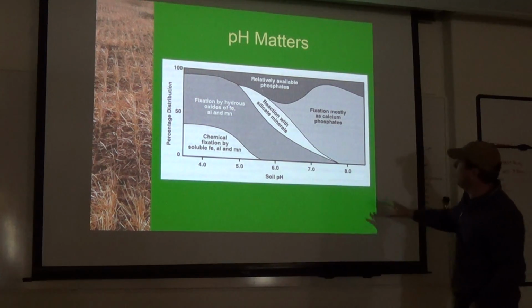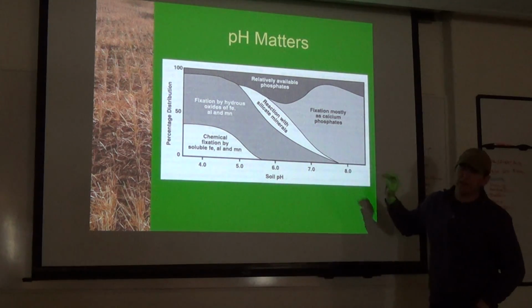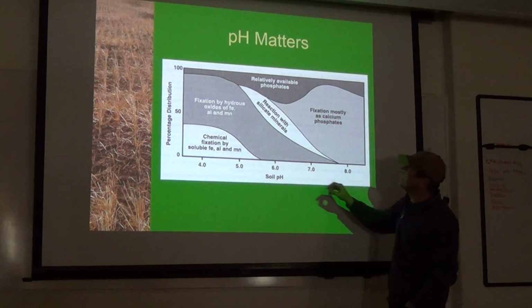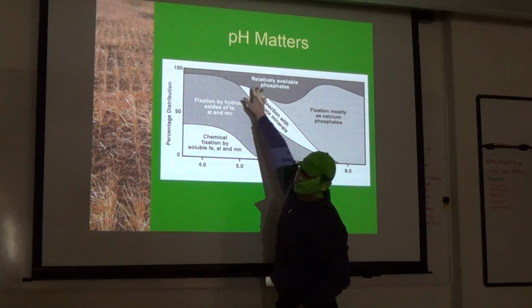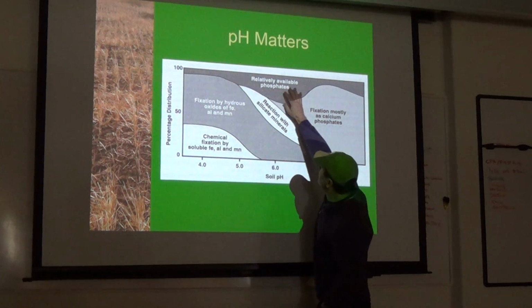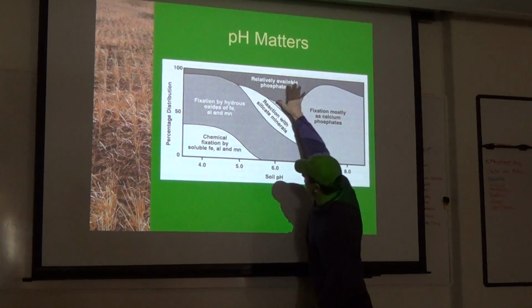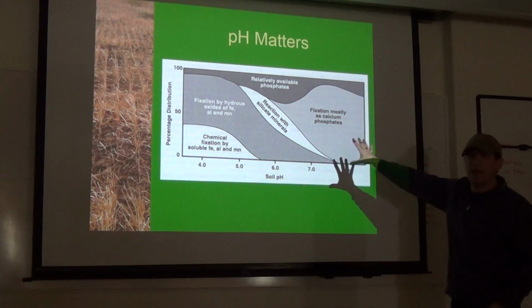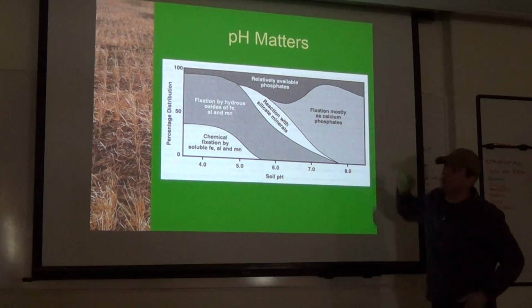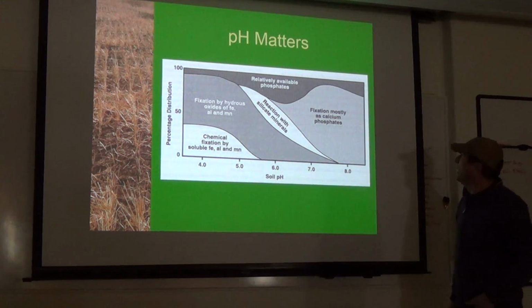This graph is showing all the different phosphorus sources that are in the soil, but notice here on the top is the relatively available phosphorus for the plant growth. And it's a thin band except for in this narrow pH window that we have there. And that's why having the correct soil pH is very critical for phosphorus.